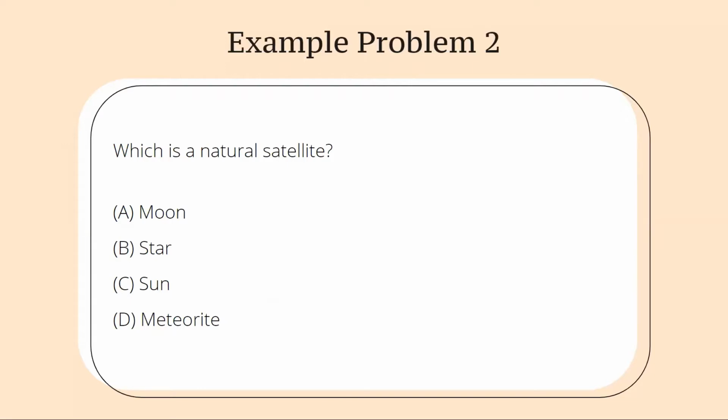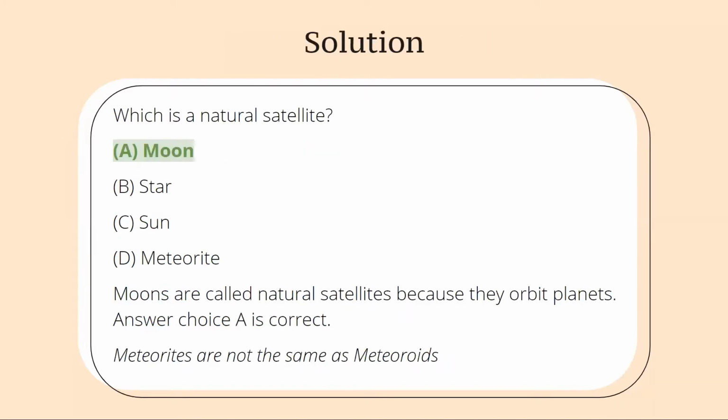Is it A, the Moon, B, star, C, the Sun, or D, a meteorite? Again, try to think on this on your own and try to answer by yourself. I'm going to show the answer in 3, 2, 1. If you answered A, you are correct. A natural satellite is the Moon. We talked about the Moon being a natural satellite for the Earth, right? Because it rotates around the Earth in an orbit.